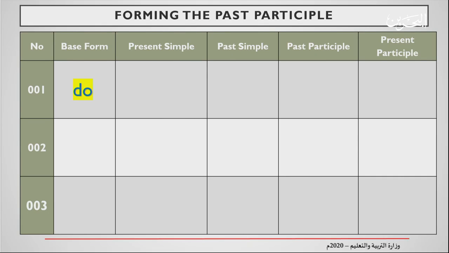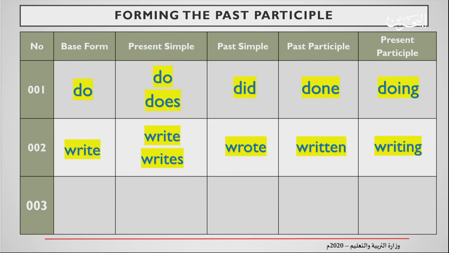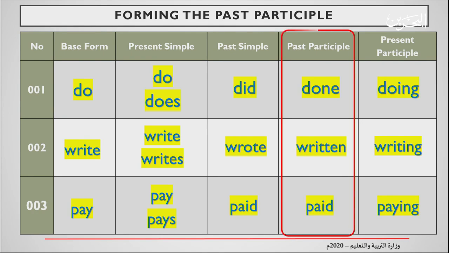As an example, do in the base form. Present form, do and does. Past simple, did. Past participle, done. The present participle, doing. Just like that, we have write, writes, wrote, written, writing. A third example, pay, pays, paid, paid, paying. Now we're going to focus on the past participle.